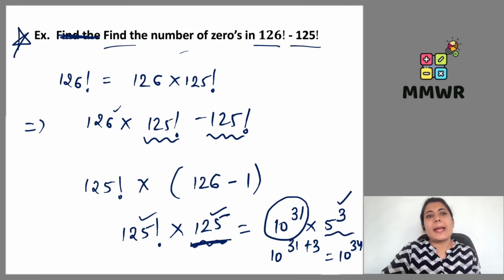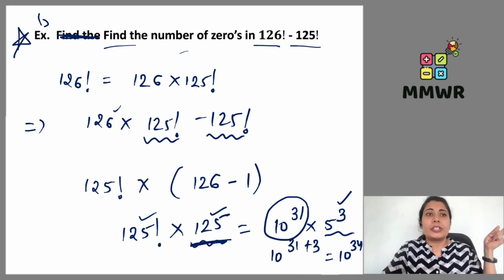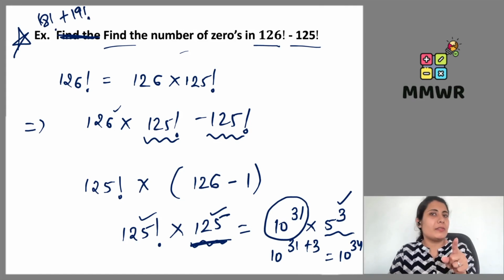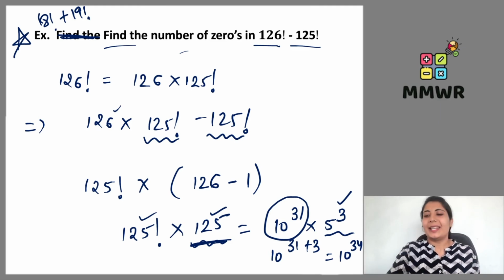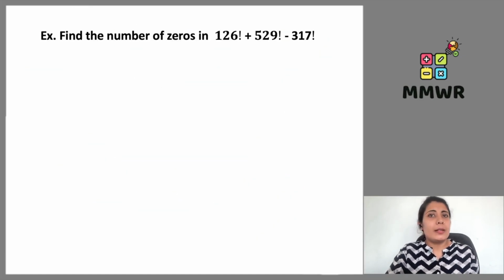Make sure this example and that example of 18 factorial and 19 factorial are exact copies of each other. There we wrote 19 factorial as 19 multiplied by 18 factorial, and here we wrote 126 factorial as 126 multiplied with 125 factorial. I hope it's easy to understand. Let's move to another example, which is the last example.